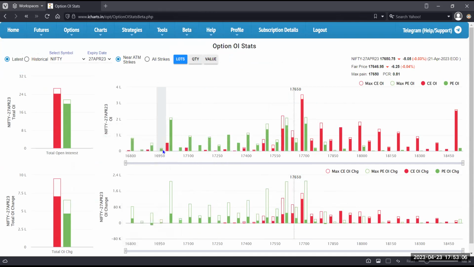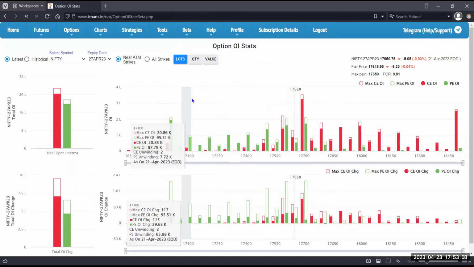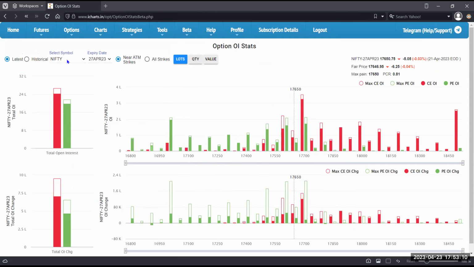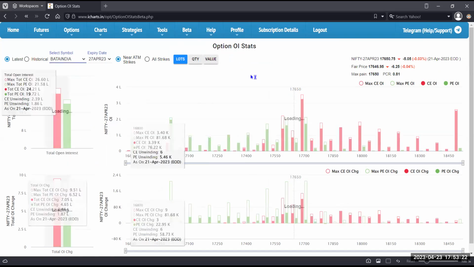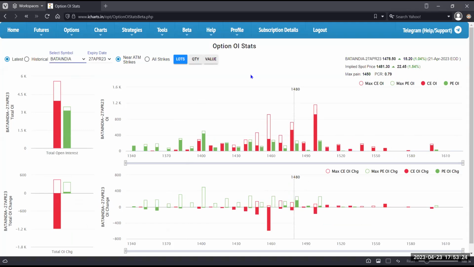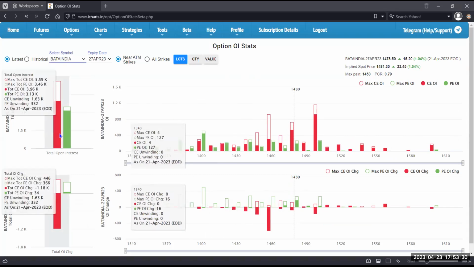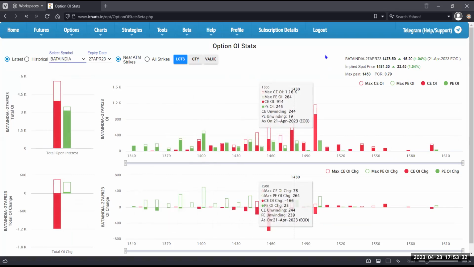Somebody. Sir, can you open Bata India? Okay, 1 minute. Bata India. Yeah. So see here, I want to know about all the 4 columns, left side, all these 4 charts, right? Yeah, 4 charts.